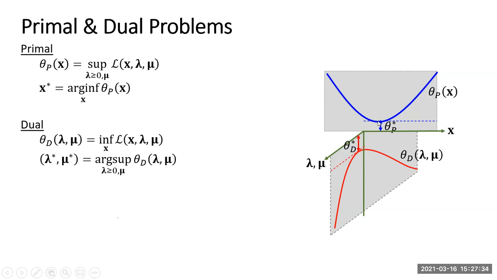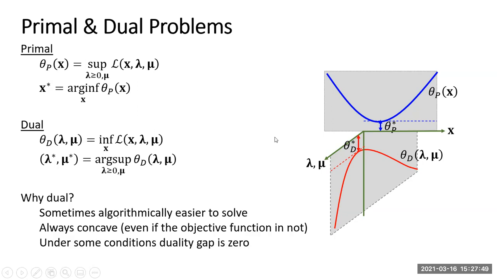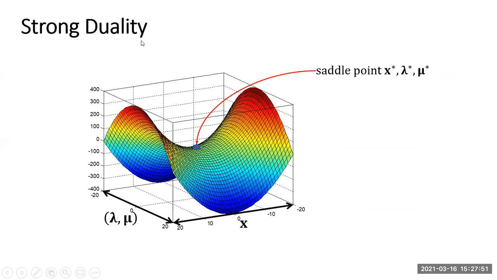So the minimum of this blue curve here and the maximum of this red curve here will actually touch one another. And then that point will be called the saddle point. So when strong duality holds, this is the lambda mu axis, where we are maximizing with respect to lambda and mu, and this is the x-axis, where we are doing the minimum with respect to x. So this point here is a saddle point. It looks like a horse saddle, right? That's x star, lambda star, mu star.